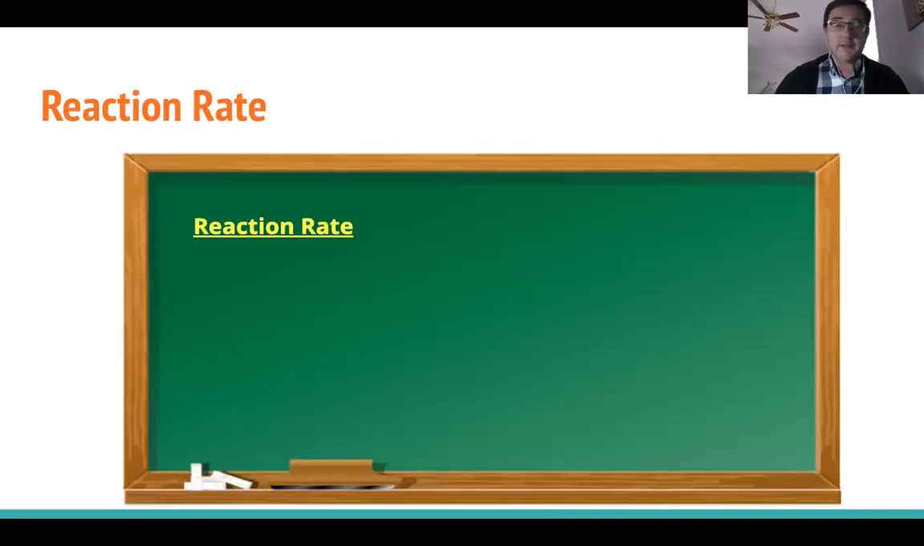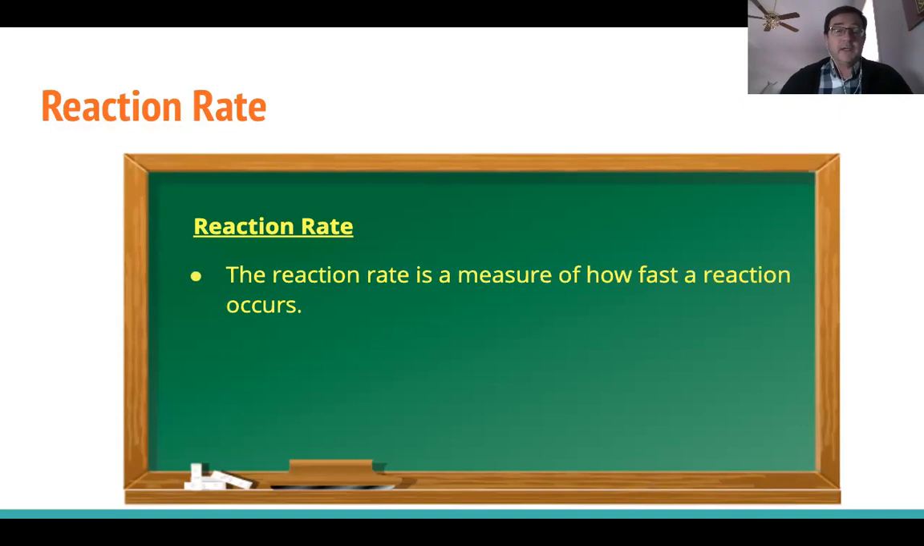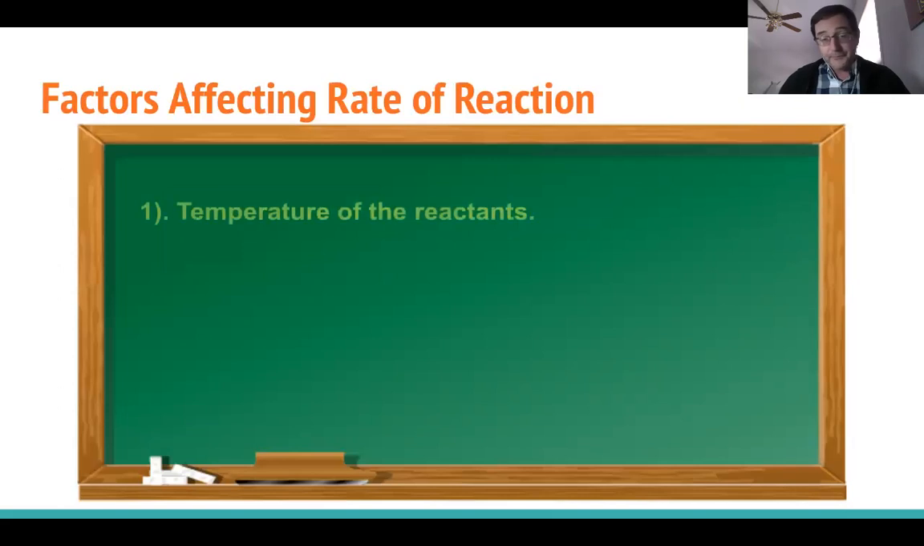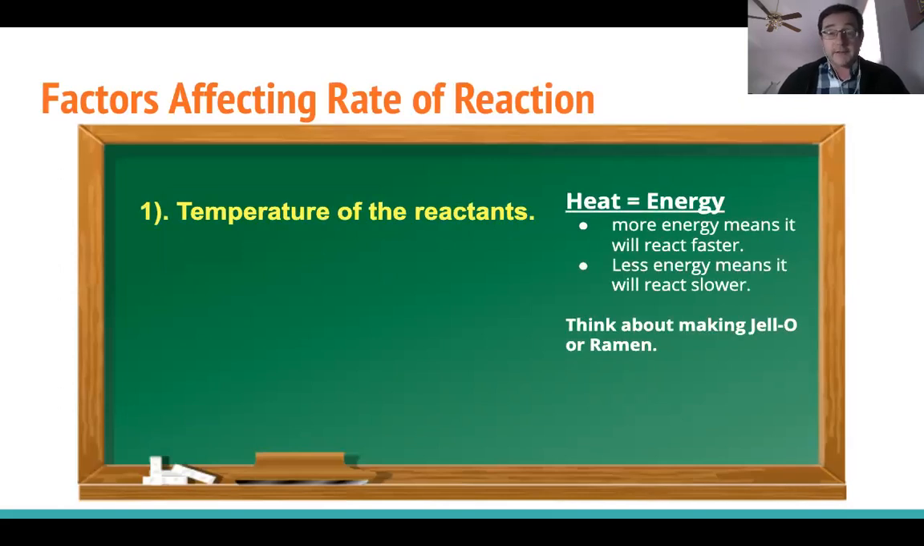Okay, so a reaction rate, the reaction rate is a measure of how fast a reaction occurs, obviously. The rate of a chemical reaction can be sped up or slowed down by controlling four factors. First one, temperature of the reactants. So the more energy something has, the more heat that it has, it's going to react faster. The less energy something has, it means that it has less heat, it's colder, and it's going to react slower. It's one of the reasons why we keep our food in the fridge, because it slows down that decomposition, that chemical reaction, or oxidation in some cases.